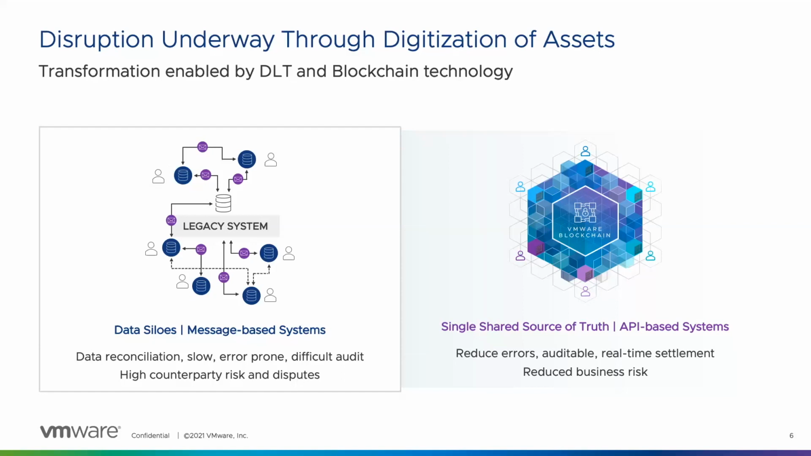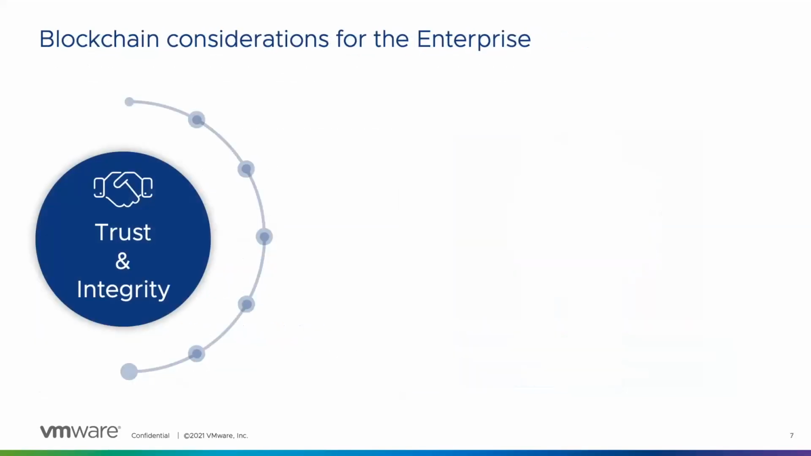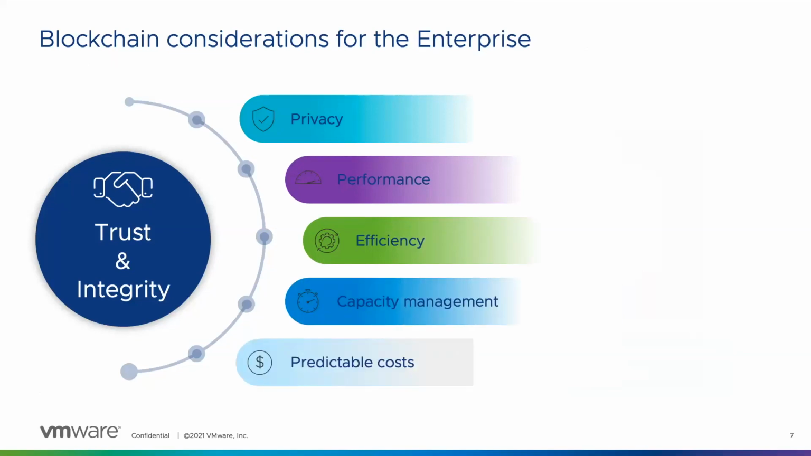This is really at the foundation of the transformation being enabled by blockchain and actually visible in the industry nowadays. Now let's look at some of the business challenges where blockchain really delivers value and which considerations enterprises are taking while choosing or evaluating blockchain for enterprise use cases. While that trust and integrity that blockchain delivers has a lot of potential for enterprise use cases, this is not enough. Along with trust and data integrity, different aspects like privacy, performance, efficiency, capacity management, and predictability of costs are really important. They need to be delivered in a way that does not compromise trust and integrity.